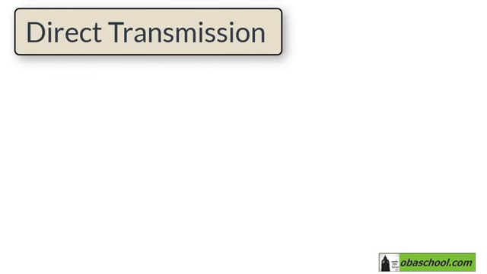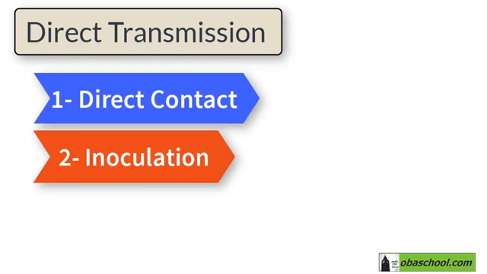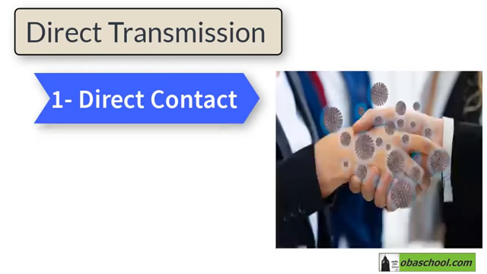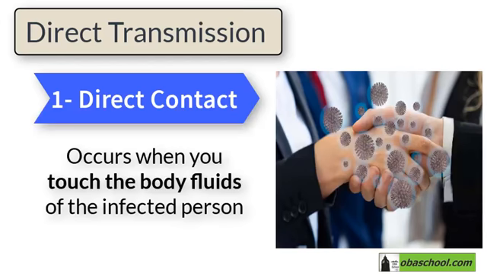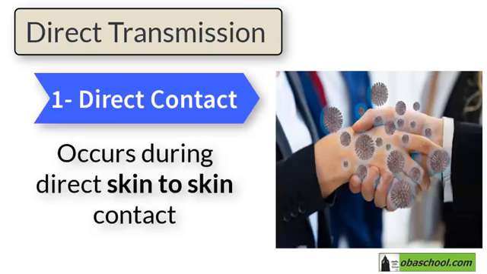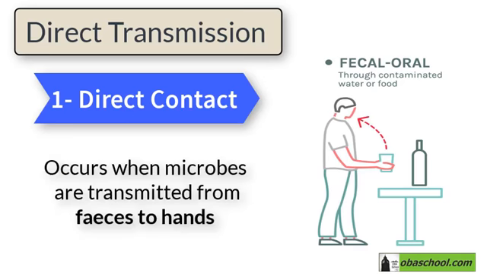Direct transmission is actually divided into three categories: the direct contact, inoculation, and ingestion. Direct contact occurs when you touch the body fluids of an infected person, for example, kissing. Moreover, it occurs during the direct skin-to-skin contact. Also, it occurs when microorganisms from feces are transmitted on the hands. This includes the diarrheal diseases.